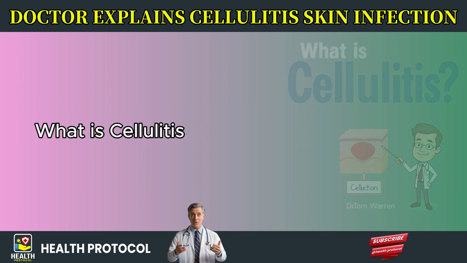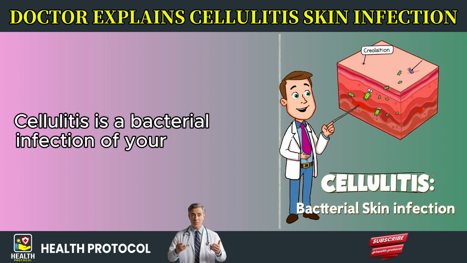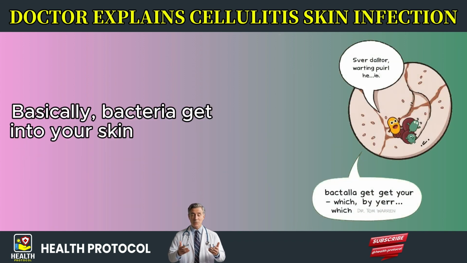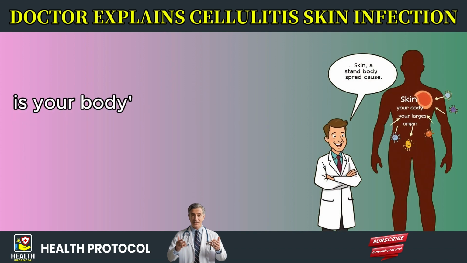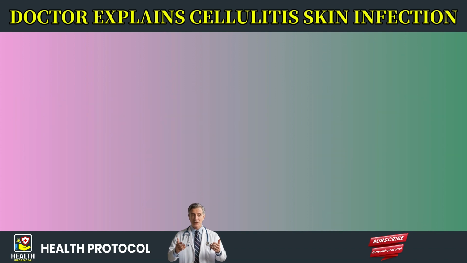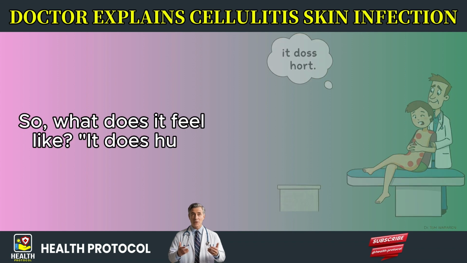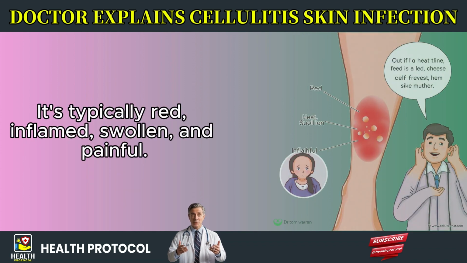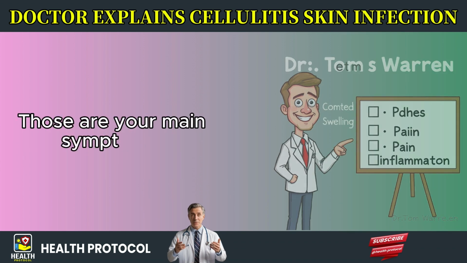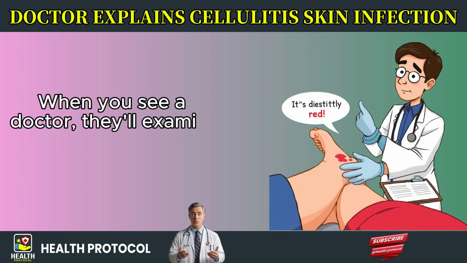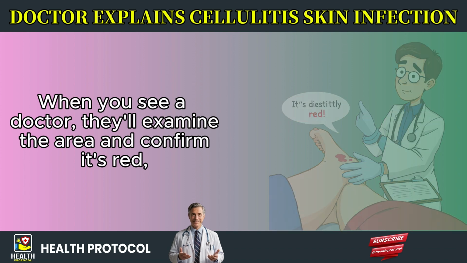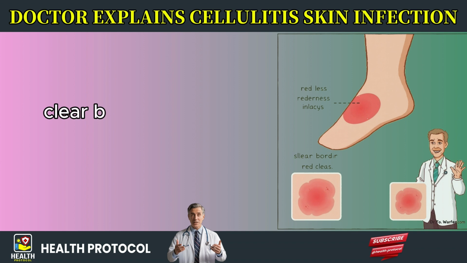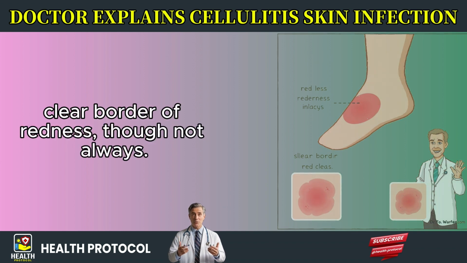What is cellulitis? Cellulitis is a bacterial infection of your skin and the tissues just beneath it. Basically, bacteria get into your skin, which, by the way, is your body's largest organ, and cause an infection. So, what does it feel like? It does hurt. It's typically red, inflamed, swollen, and painful. Those are your main symptoms. When you see a doctor, they'll examine the area and confirm it's red, tender to the touch, and often has a fairly sharp, clear border of redness, though not always.